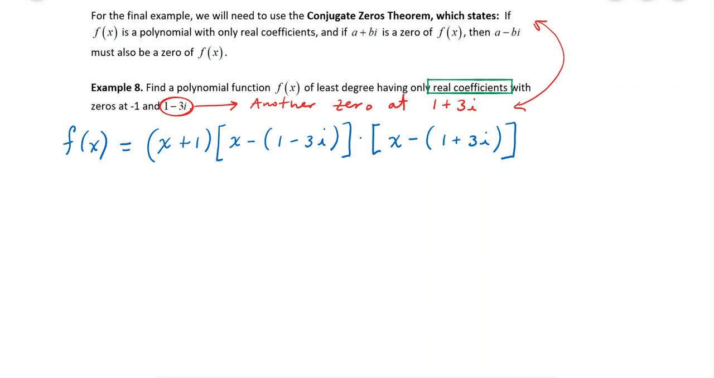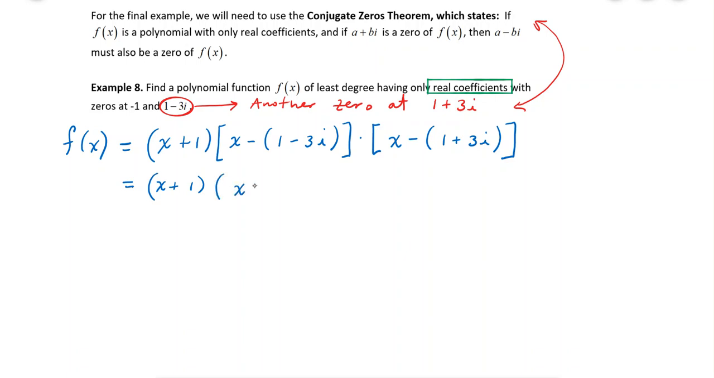The only thing that we'd like to do is just clean it up. We'd like to multiply it all out, which is a little bit tedious, but it's good review. We'd like to multiply it all out and get this polynomial into standard form. And the other nice thing is we'll see that the i's fall out and we're left with only real coefficients. So let's go ahead and leave the x plus 1 where it is.